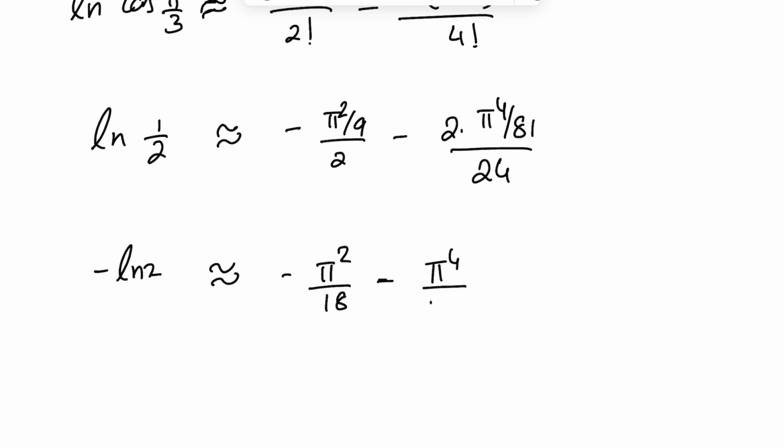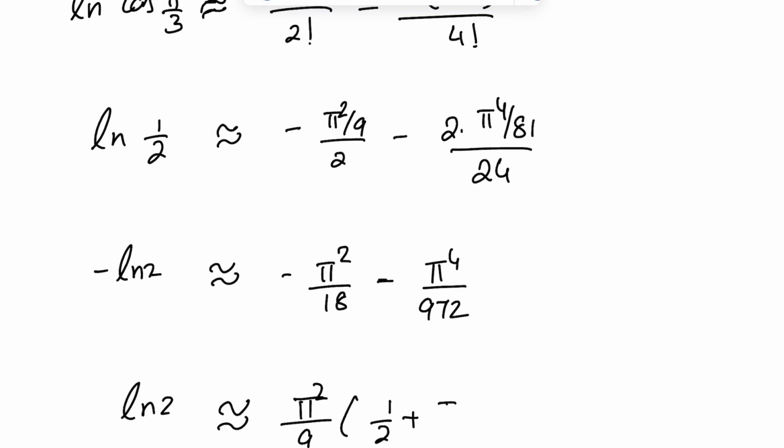power 4 upon 972. Minus minus cancels. ln 2 is approximately equal to pi square upon 9 common, so 1 upon 2 plus pi square upon 108. That's going to be the approximate value of ln 2.